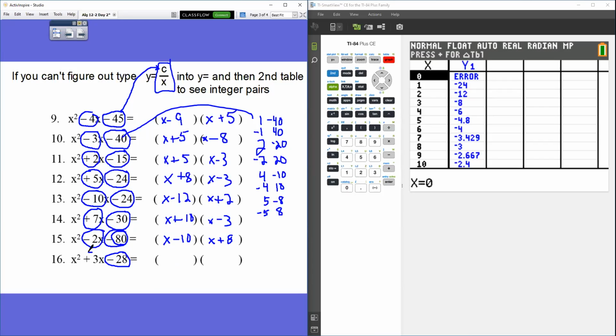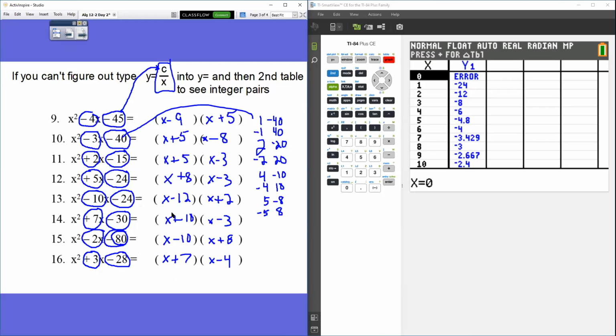Here is the last one. What times what is negative 28, that adds up to 3? So we would have x plus 7 and x minus 4. 7 times negative 4 is negative 28. 7 plus negative 4 is 3.